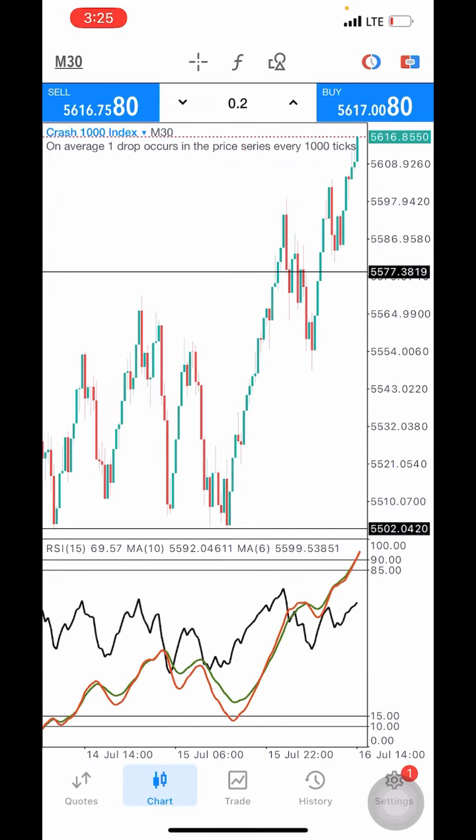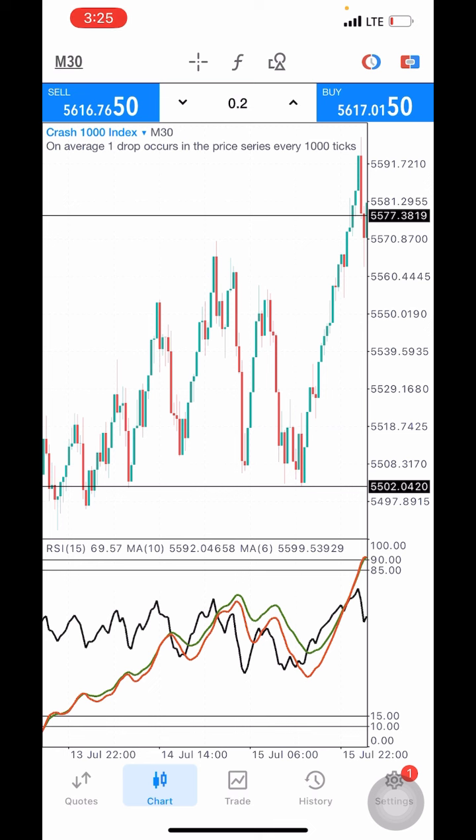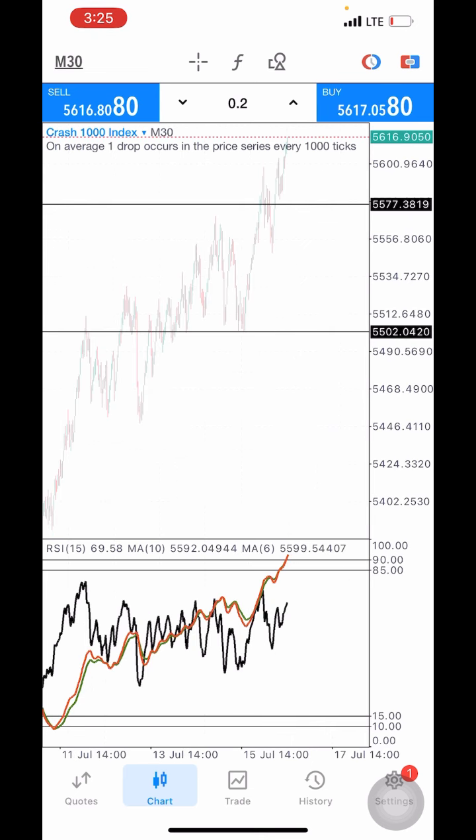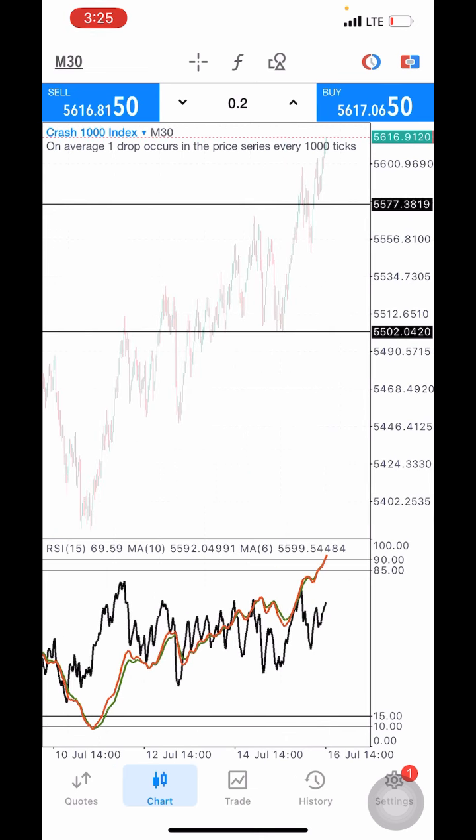Your 30 minutes time frame, for Crash, since we are talking about scalping, for Crash you'll be looking for buying opportunities, right? So the first thing you need to do is stay on the 30 minutes time frame. You can zoom out like this to see the overall market direction. You can see here, this is an uptrend.